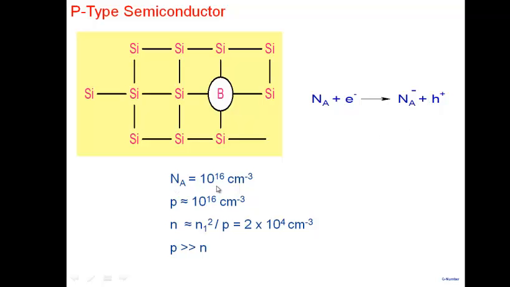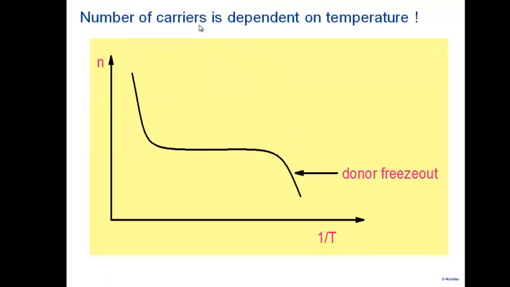Okay, so if you have 10 to the power 16 acceptor atoms, you'll create roughly 10 to the power 16 holes. Holes will be equal to the number of acceptor atoms at, let's say, room temperature. And what happens as a consequence is that the electrons go down. For electrons n and holes p, as I said, the product has to be n_i squared. The number of electrons becomes 2 times 10 to the power 4. And such a semiconductor, where holes are majority carriers and electrons are minority carriers, we call a p-type semiconductor. P, because holes carry positive charge, so we call it a p-type semiconductor. So you have n-type semiconductor and you have p-type semiconductor.